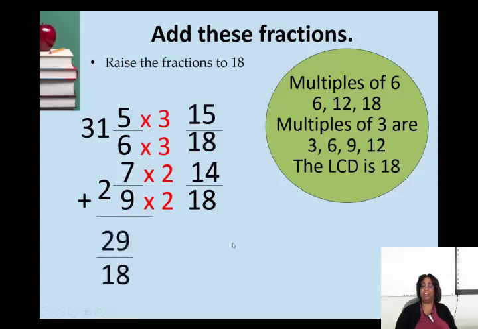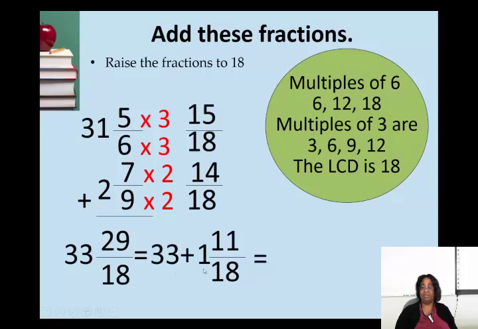What mixed number is that going to be? 1 and 11 over 18? So this improper fraction, which is the fraction I'm trying to take care of first, ends up being the mixed number 1 and 11/18. Now I need to add the whole numbers. Don't forget your whole numbers. You've got 33 there. So when I take 33 and add it to the 1 and 11/18, what should I get?